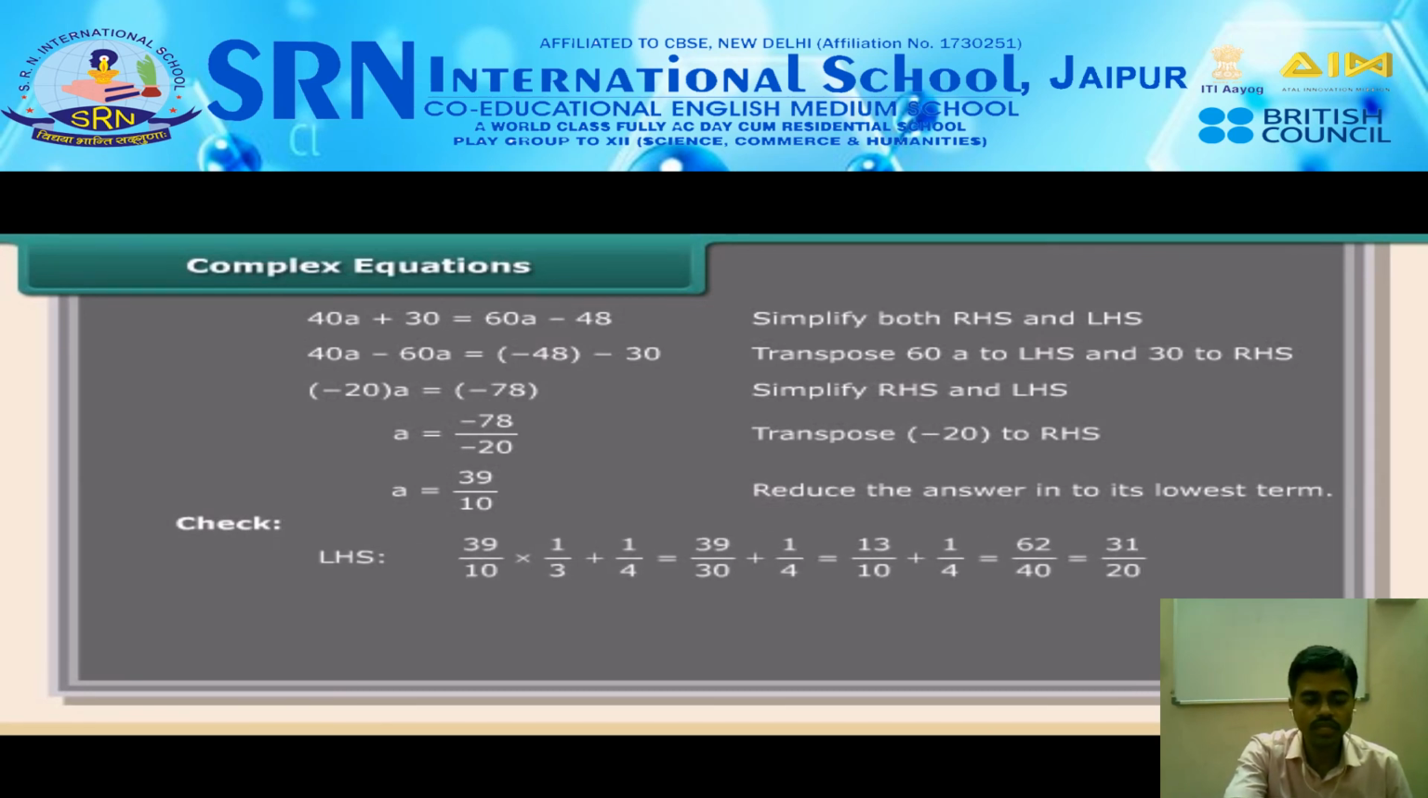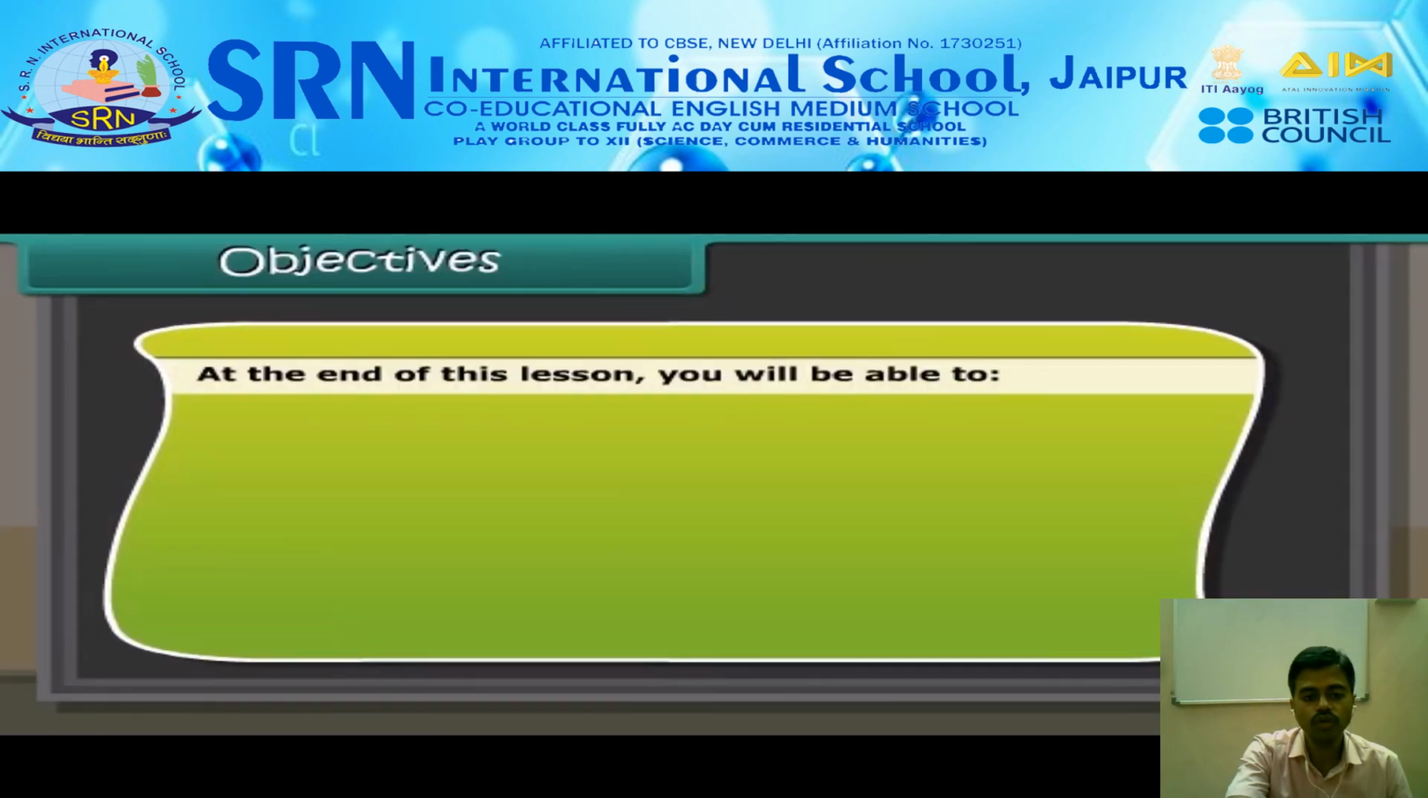Now we can check the solution by keeping the value of a in LHS and RHS where a is present. So 40 into 39 upon 10 plus 30 is equal to 60 into 39 upon 10 minus 48. In both the cases you will get the same values, that is 186. That proves that in LHS, RHS both the values are same. So this is the solution of our complex equation in linear equation of one variable.